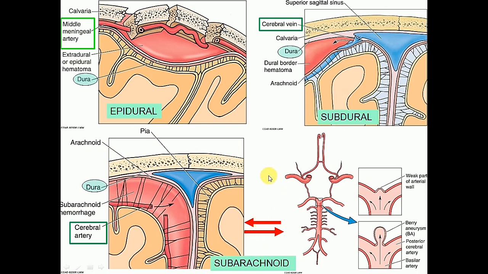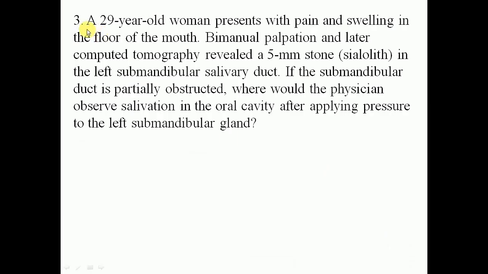and subarachnoid space in which there is a subarachnoid hemorrhage. Coming to scenario 3, a 29-year-old woman presents with pain and swelling in the floor of the mouth. Bimanual palpation and later computed tomography revealed a 5 mm stone which is known as sialolith in the left submandibular salivary gland. So the stone is in the submandibular salivary duct. If the submandibular duct is partially obstructed, where would the physician observe salivation in the oral cavity after applying pressure to the left submandibular gland?